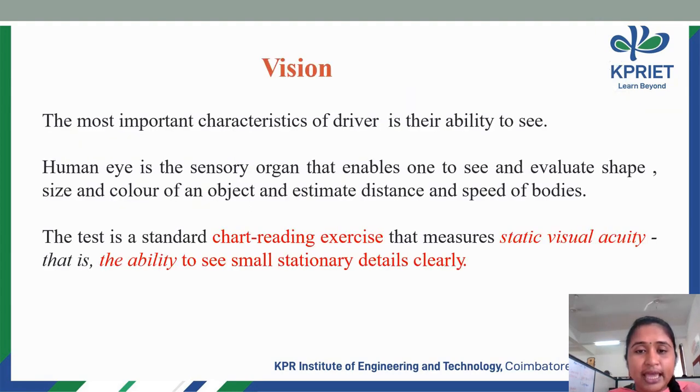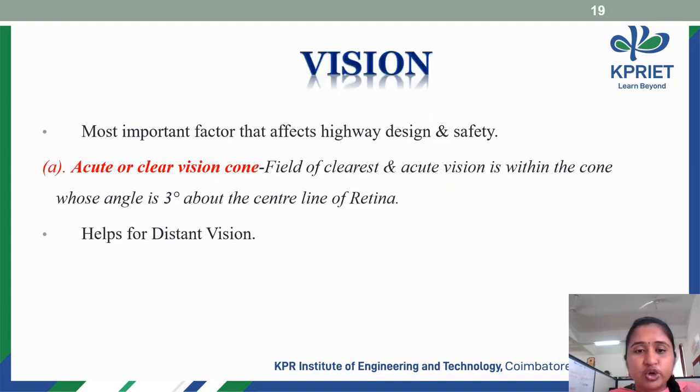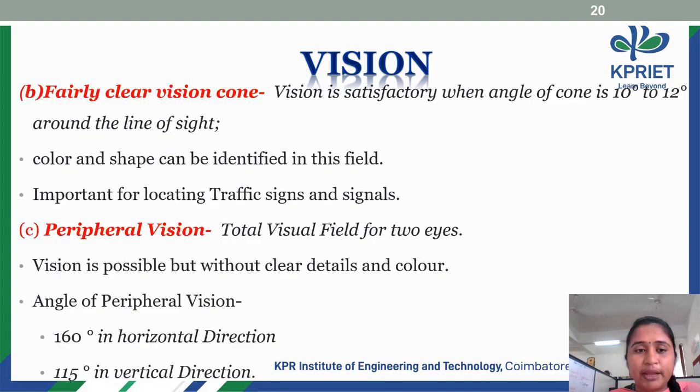Vision is the characteristic of the driver which is helpful for the ability to see the vehicle on the road. We know that the human eye is a sensory organ which enables one to see and evaluate the shape and size of the object which is on the road. So based on the shape, size and distance, we can estimate the distance and speed of the opposing vehicles, right? So this vision is further classified into three cones: the acute vision cone, the fairly clear vision cone, and the peripheral cone.